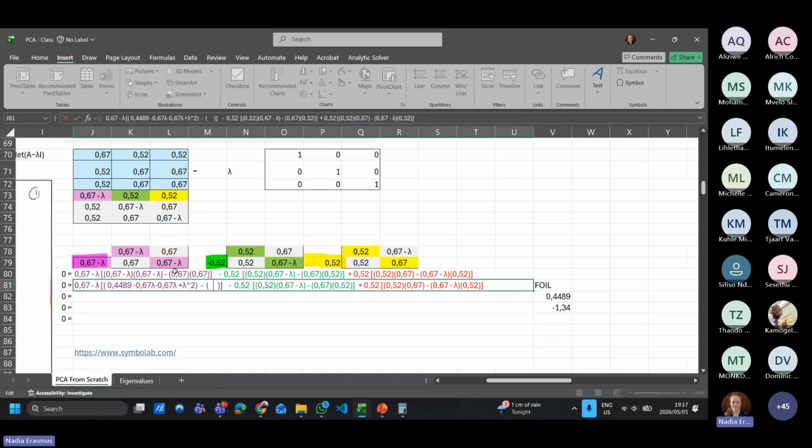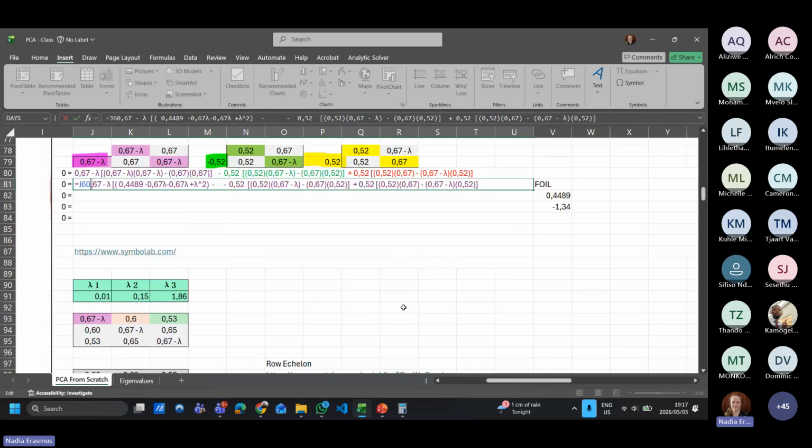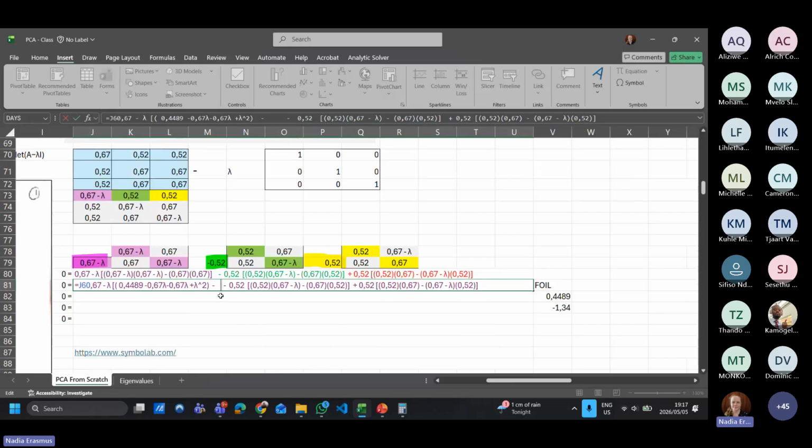Then we're going to do the exact same for the other side, and luckily there are no lambdas in it, so it is just a minus 0.4489.